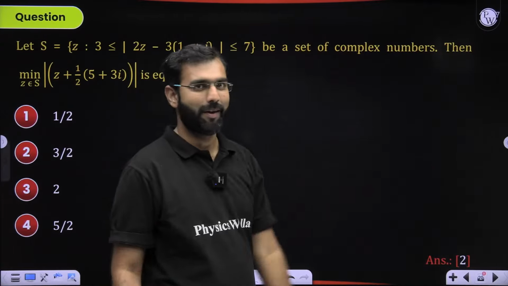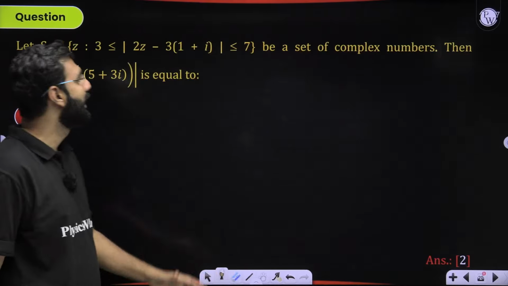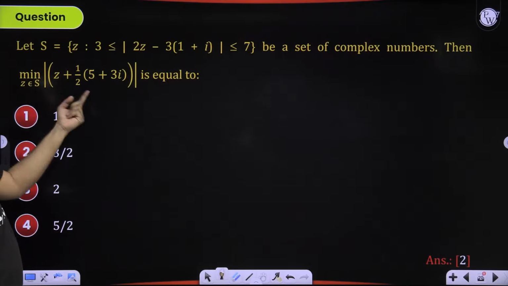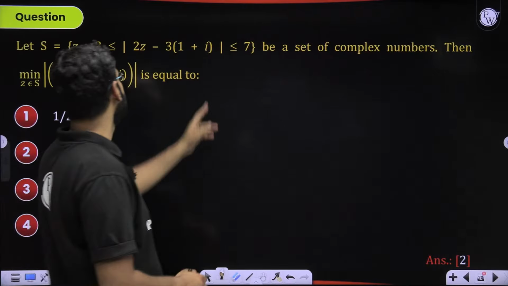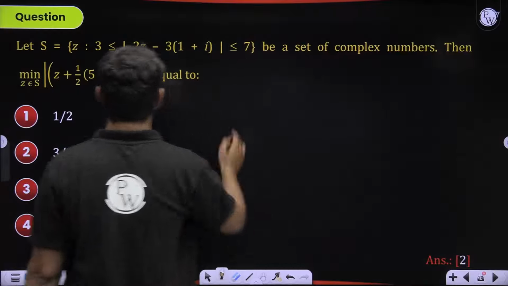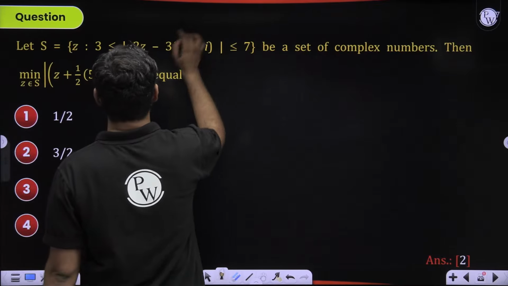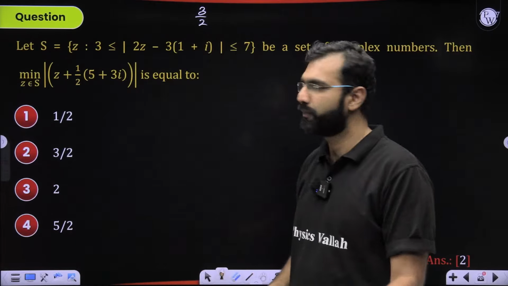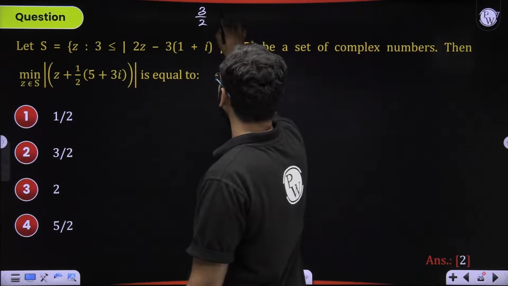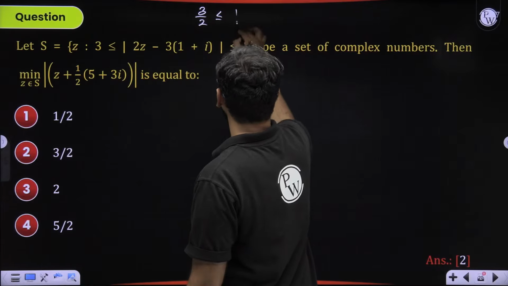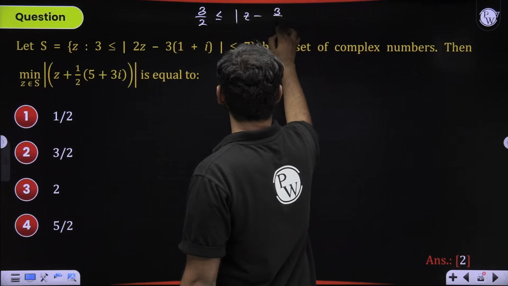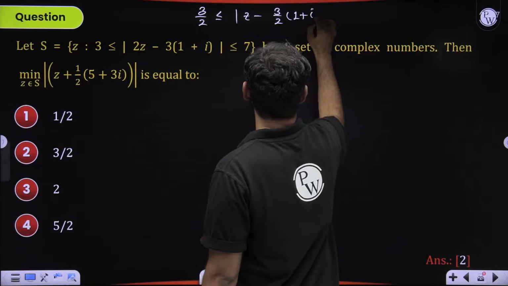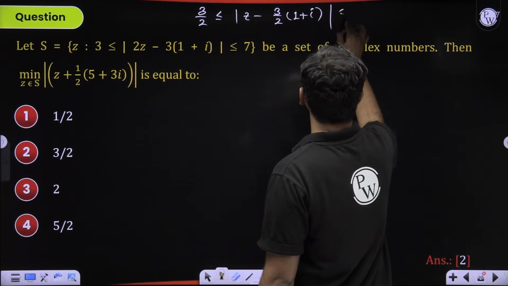So as we are told, something like this. Complex numbers. Again, something really interesting. And instead of complex numbers, this is what we are asked, the minimum of this. We'll talk about that later. But let me simplify this. If I take 2 common from this, I'll have 3 by 2 here, because when 2 is taken common, mod of 2 is 2, so we need not bother about that. Modulus of z minus 3 by 2 (1 plus iota) should be greater than or equal to 3 by 2 and less than or equal to 7 by 2.